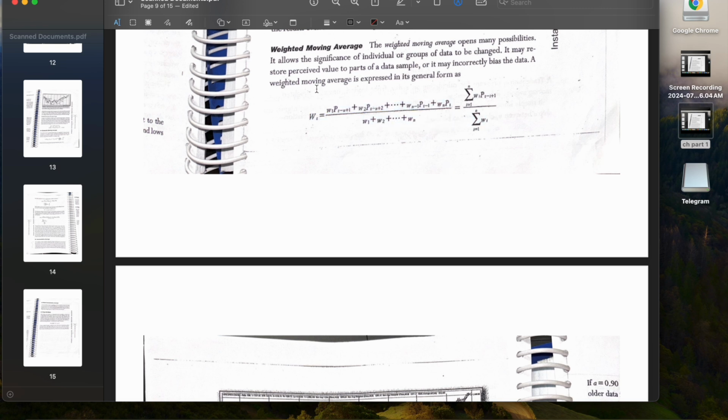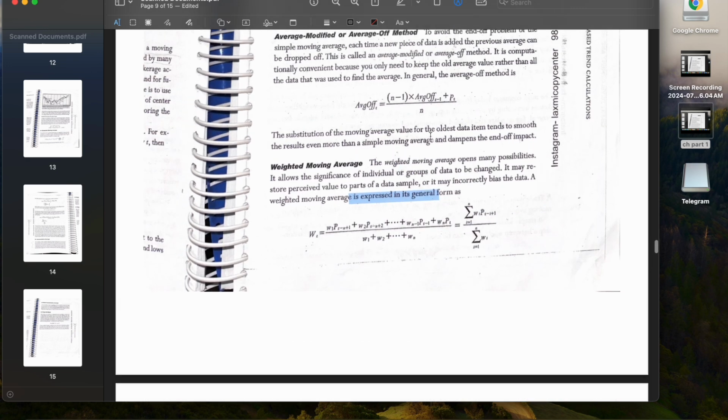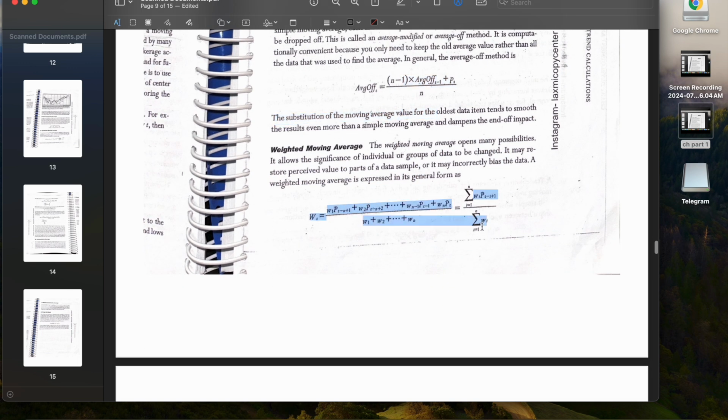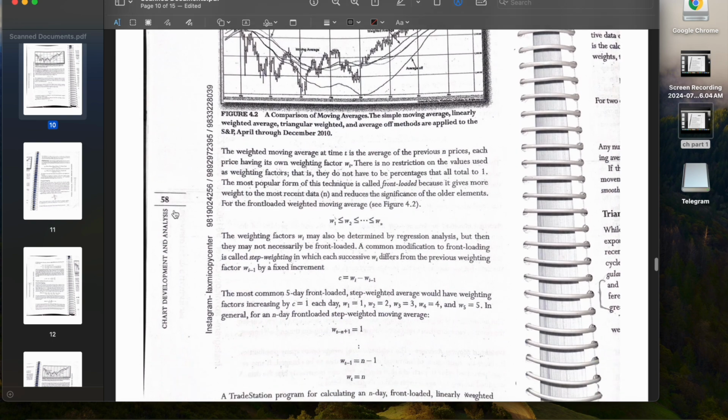So this is a normal weight multiplied by price, plus weight multiplied by price, plus weight multiplied by price, divided by all the weights. Simple calculations. If you look at this, it feels like it is complicated, but it's actually not. It's literally just weight multiplied by the price of each day, adding it up for however many days you want, and dividing it by all the weights. Very simple.